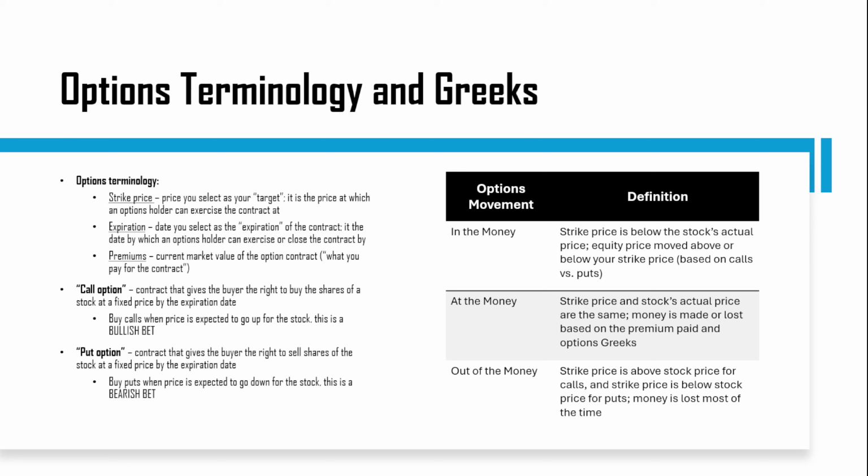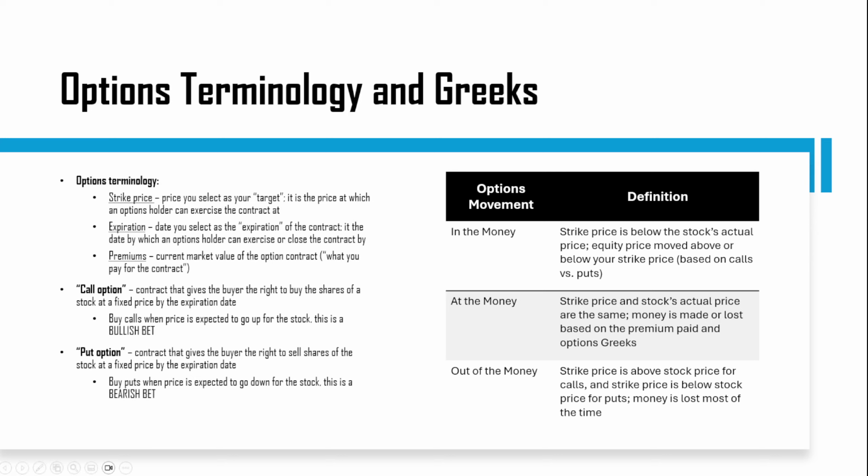In the money is usually below the stock's actual price, where if the equity price moved above or below your strike price, it could affect your premium or your profit, I would say. A lot of big traders buy in the money because they tend to have higher delta, so it gives them more profit on any move in the stock. At the money is usually people who don't know which direction it's going to go, so they try to be safe. And out the money, if you see out the money puts or calls going towards the flow, then that's usually either a bearish or bullish bet.